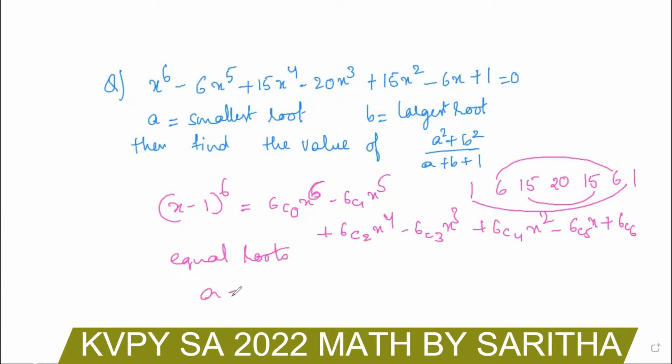So a will also be 1 here and b is also 1 here. So the value of (a^2 + b^2) / (a + b + 1) is equal to 2/3.